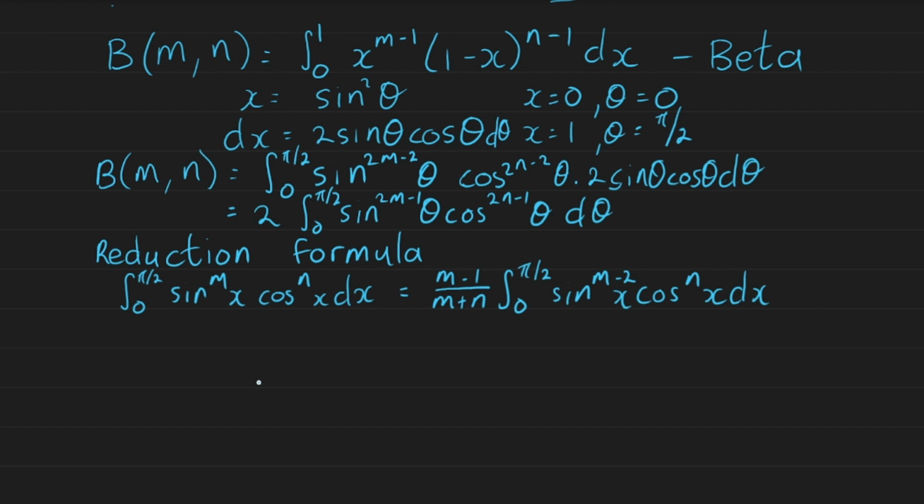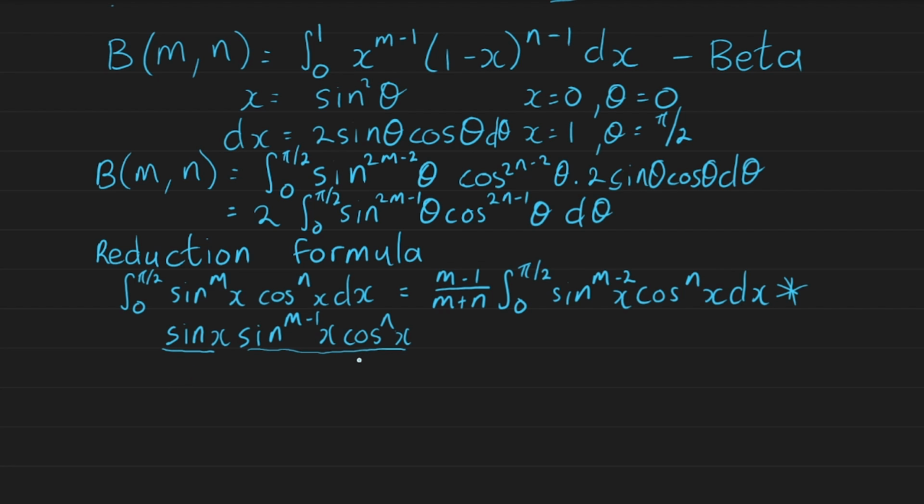The technique that we would do is that we would split this sine into sine x times sine^(m minus 1) x. So m minus 1 plus 1 gives us m, and then we would have times cos^n x. We would now evaluate this using integration by parts. So we would integrate this term and we would differentiate that term. And then using the formula of integration by parts, we would get this result.